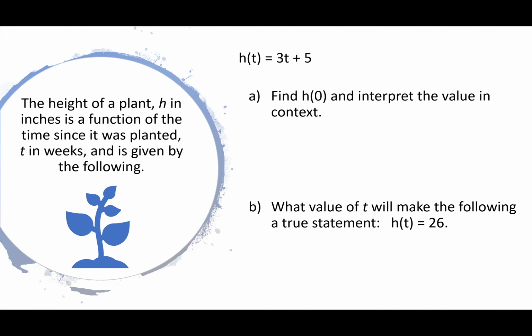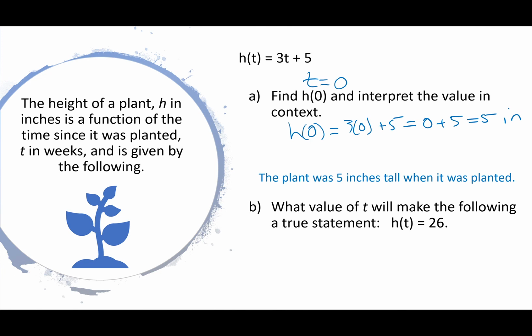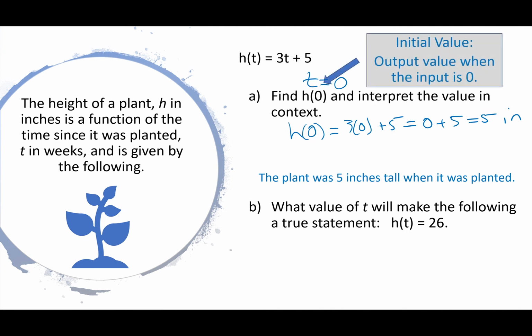So by seeing the 0 on the inside, I know that's a value of t, so t equals 0. So we're going to go ahead and evaluate the algebraic function by substituting 0 for every place we have t. So we have 3 times 0 plus 5, that's 0 plus 5, which is 5 inches. So it tells us that the plant was 5 inches tall when t equals 0, or when it was planted. In general, if we are looking for the output that goes with an input of 0, we call that output an initial value. So the initial height of the plant is 5 inches.